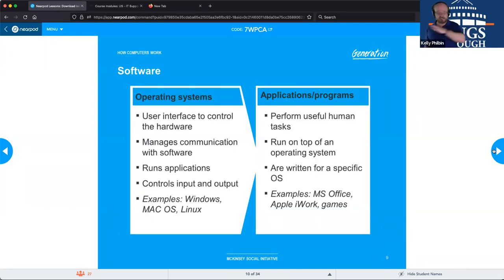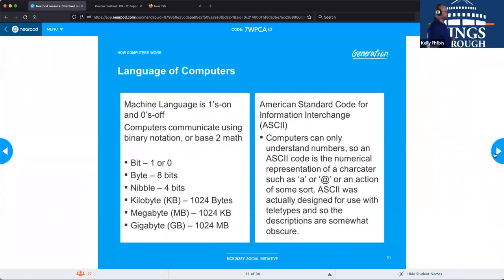You would actually have to download different software that was able to function on a Mac. So they do have a version of Microsoft Office for Mac, but it's not interchangeable. You can't just move it over. So examples of this would be Microsoft Office, Apple iWork, specific games, other productivity things that you can put on there as well. All right.